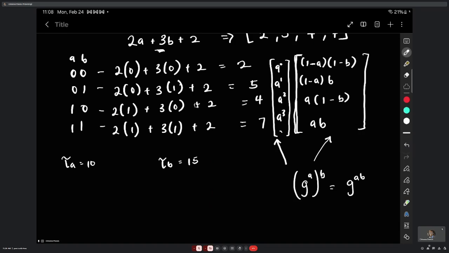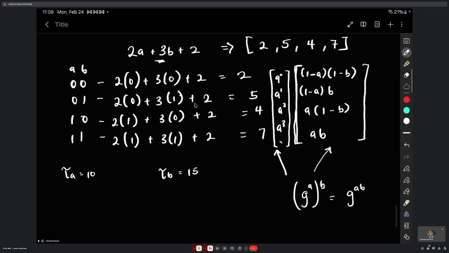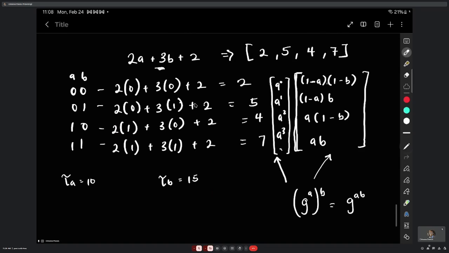Are you talking about the power being negative? Power being negative. The power for which one? This one? Okay, no. Like, anything it wants to be.